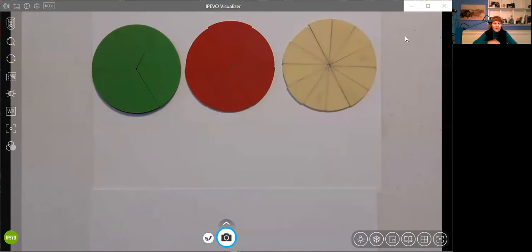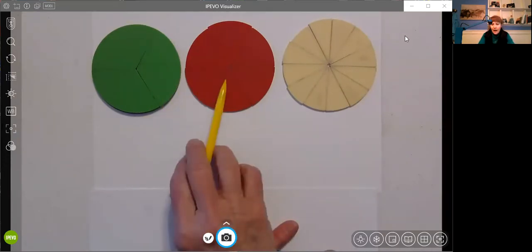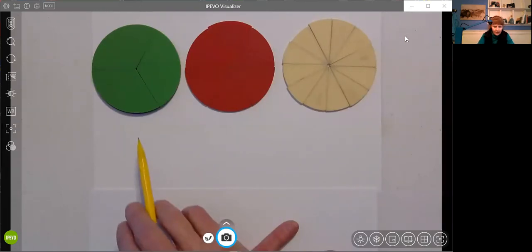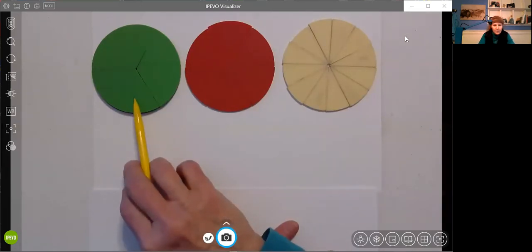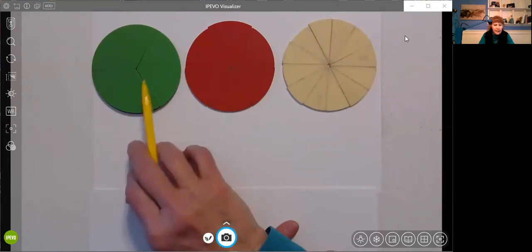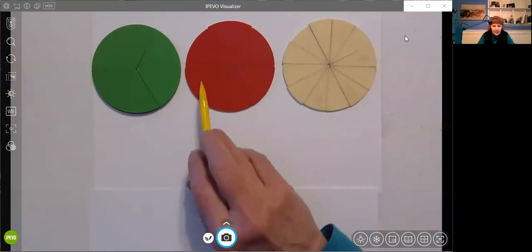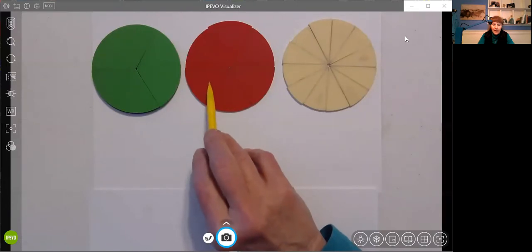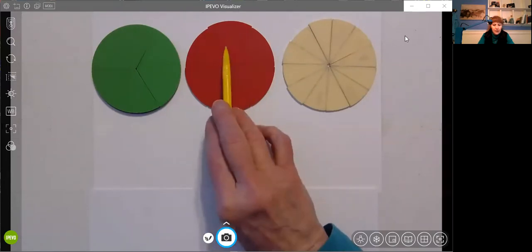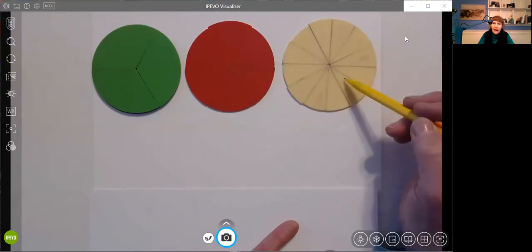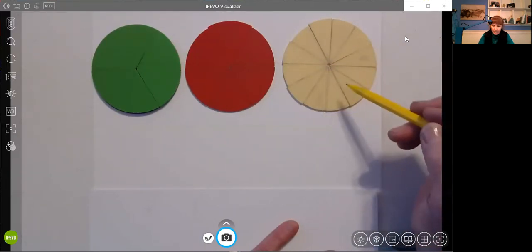All right, so if you have these three examples here, and these circles are actually the same size, they look a little different. I think it's the document camera's angle. But this green one is divided into thirds because we have three equal parts. So we know we have thirds. The red one is divided into sixths because we have six equal parts. And this cream colored one is divided into 12 equal parts.